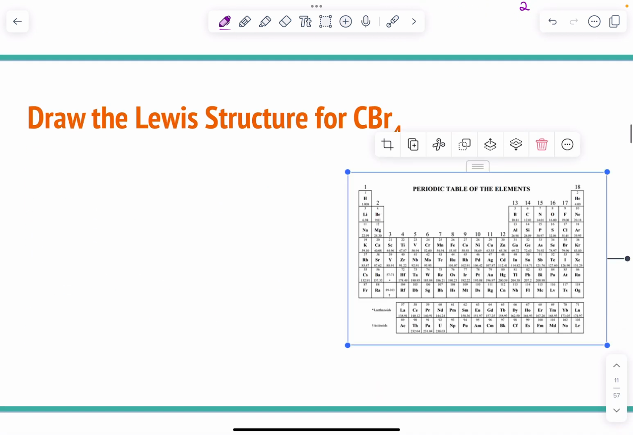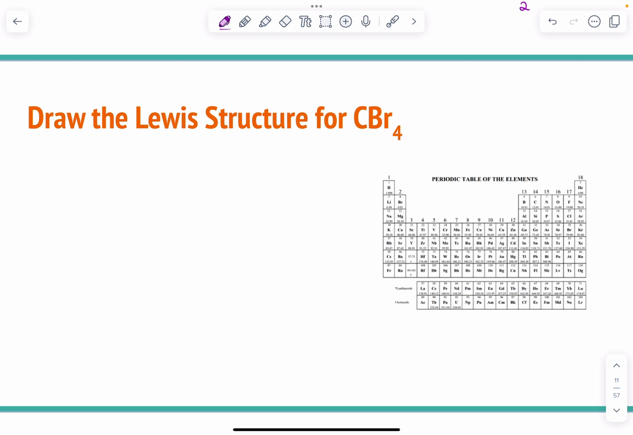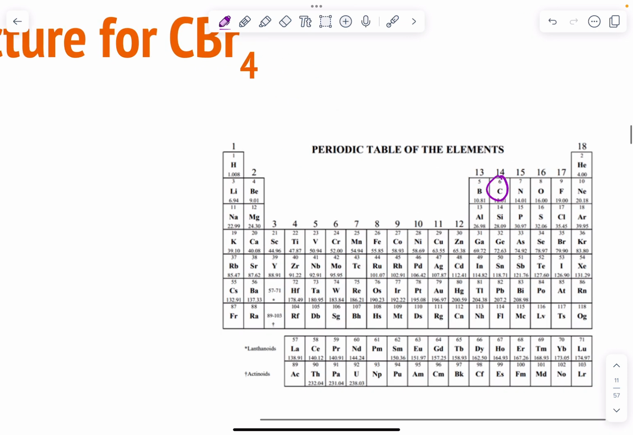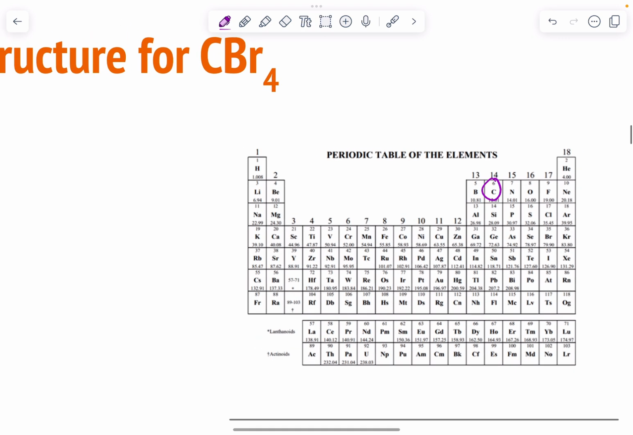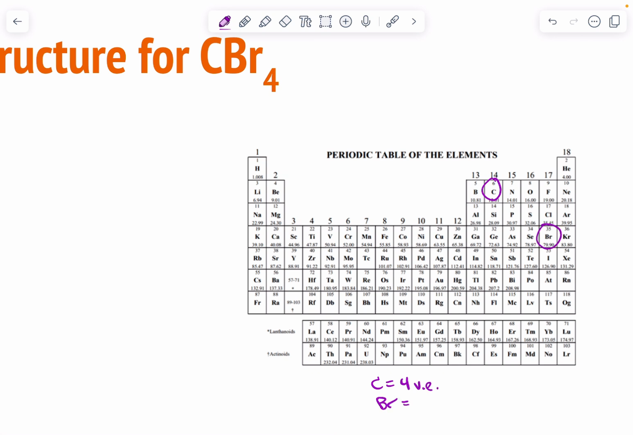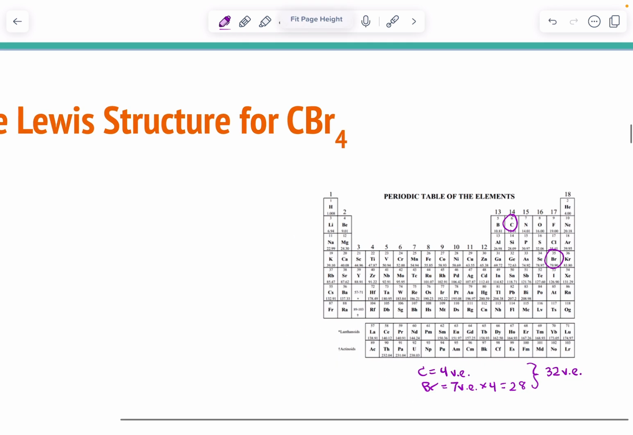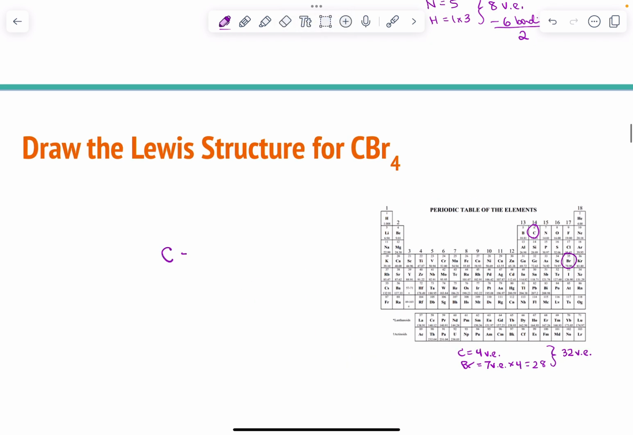Okay, moving on to CBr4 now. So carbon is in group 14, and so carbon has 4 valence electrons. And bromine, which is in group 17, has 7 valence electrons. And there's 4 of them. So this is 28 and 4 is 32. And so that's the total number of valence electrons that I have to distribute. All right, so carbon's going to go in the center. We're going to put the 4 bromines around carbon, form single bonds.